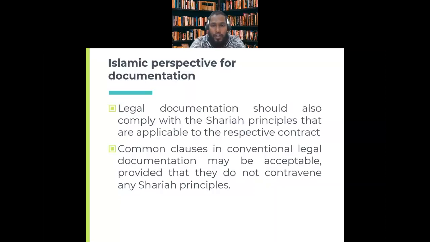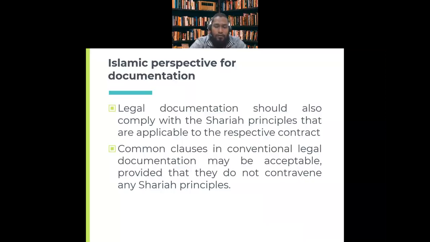And the legal documentation should also comply with the Sharia principles that are applicable to the respective contracts. As we have seen in the overview of different contracts, we have Mudaraba, which is a partnership, and we have trust sale like Murabaha. All those contracts have conditions. So the legal documentation should consider all those conditions. If not, the contract will be invalid.